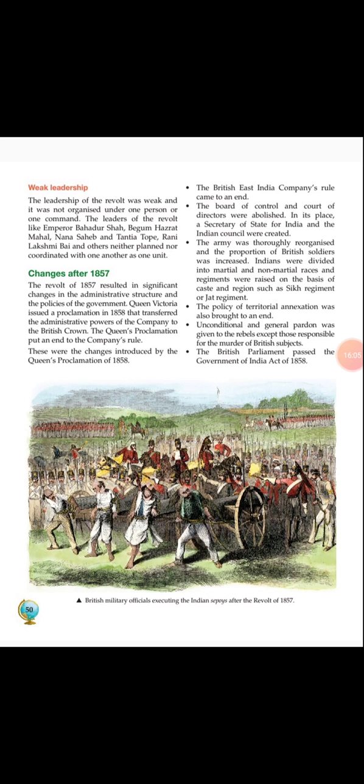The Queen's proclamation put an end to the company's rule, and now the ruling of the company was ended by Queen Victoria. These were changes introduced by the Queen's Proclamation of 1858. It means some changes were made by the Proclamation or the Act of 1858. First, the British East India Company rule came to an end. When the company rule ended, the control came to the British Crown.